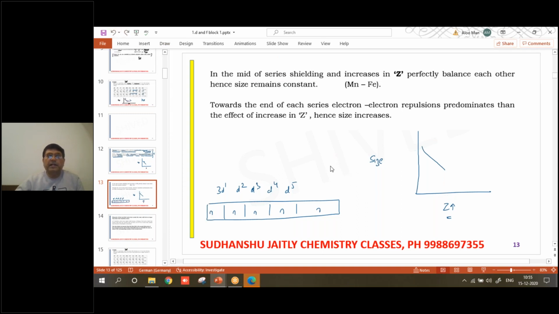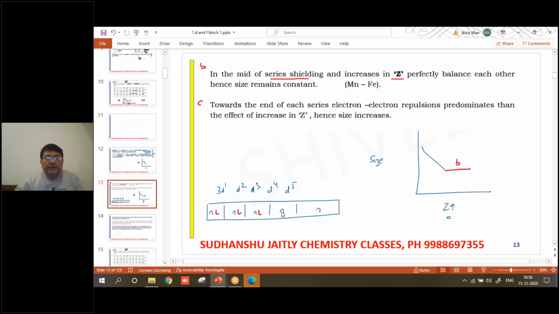Right? In mid, what happens is the shielding and increase in Z are perfectly balanced, in the sense the size remains constant. He's talking about B point. अब इलेक्ट्रॉन क्या हो गए, भरने शुरू हो गए. So there is a tussle between Z की attractive power and shielding की repulsive power. And towards the end of each series, the electron-electron repulsion predominates over the effect of increase in Z, hence size increases.